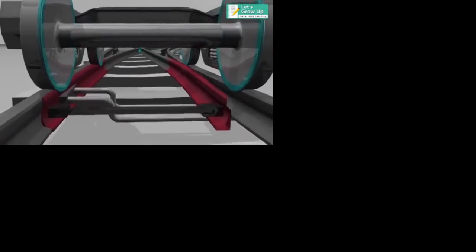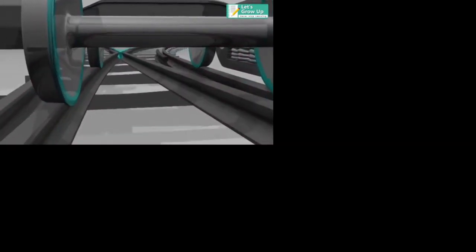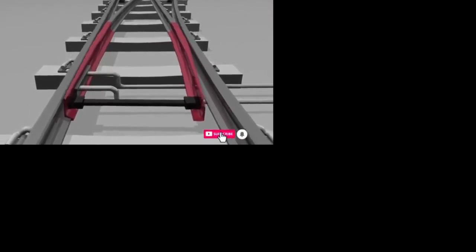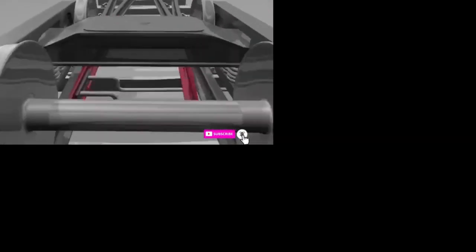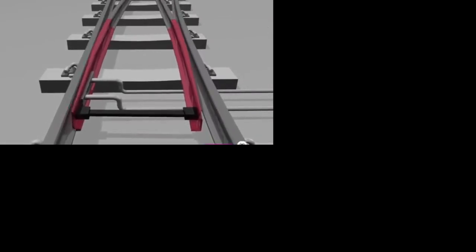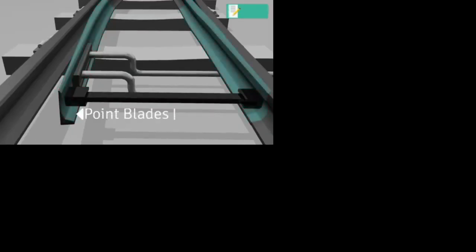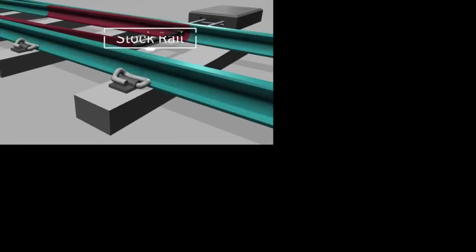See, this is the track with main rails, the stock rails, and the check rails. Okay, these are called as the point blades. These are called as stock rails. Okay, these are the stock rails.